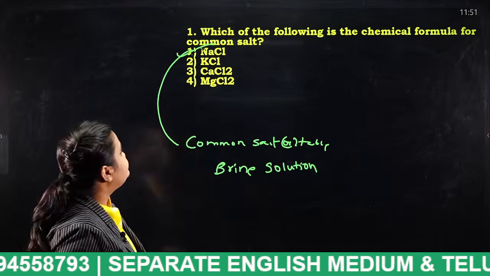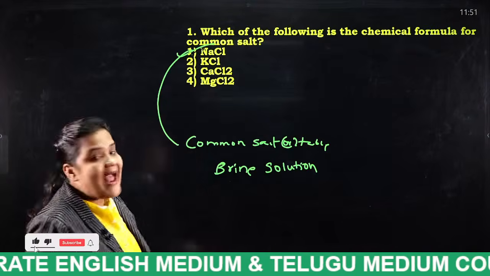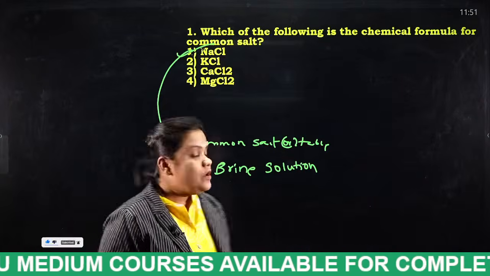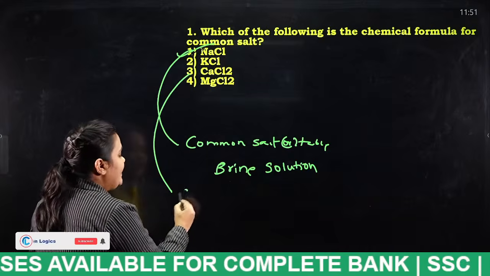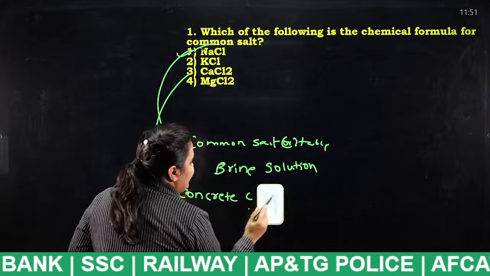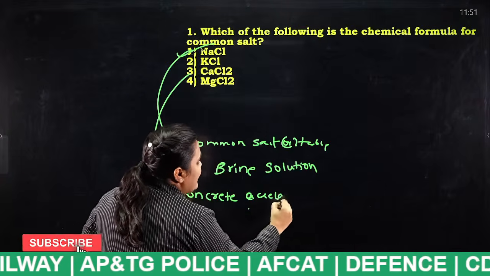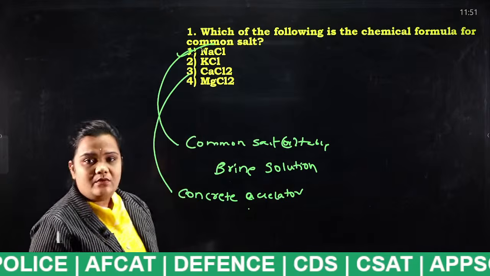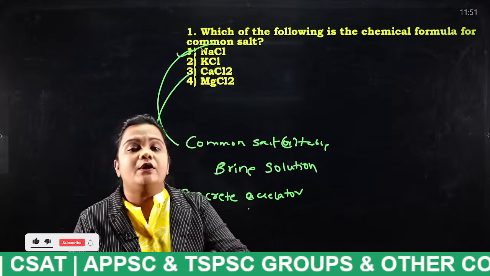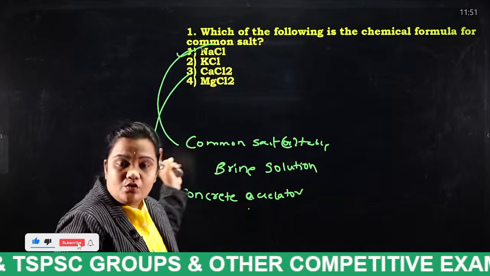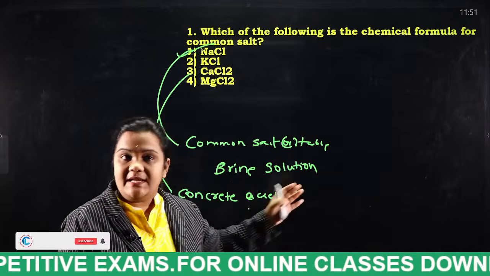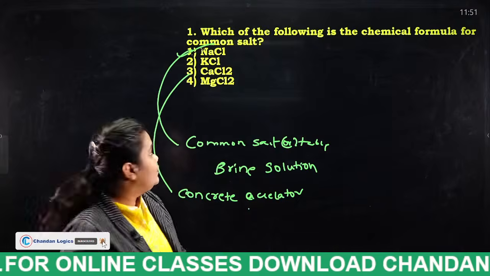Next, what is the use of this calcium chloride? This calcium chloride is used as a concrete accelerator. What do you mean by this concrete accelerator? That means in the construction industry, in order to mix the concrete and harden this concrete, we use this calcium chloride as the concrete accelerator.